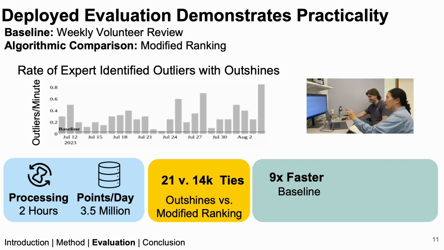And finally, experts were able to find the outliers that they cared about 9 times faster than the baseline and 4 times faster than with modified ranking. And this metric really refers to the precision of this method.